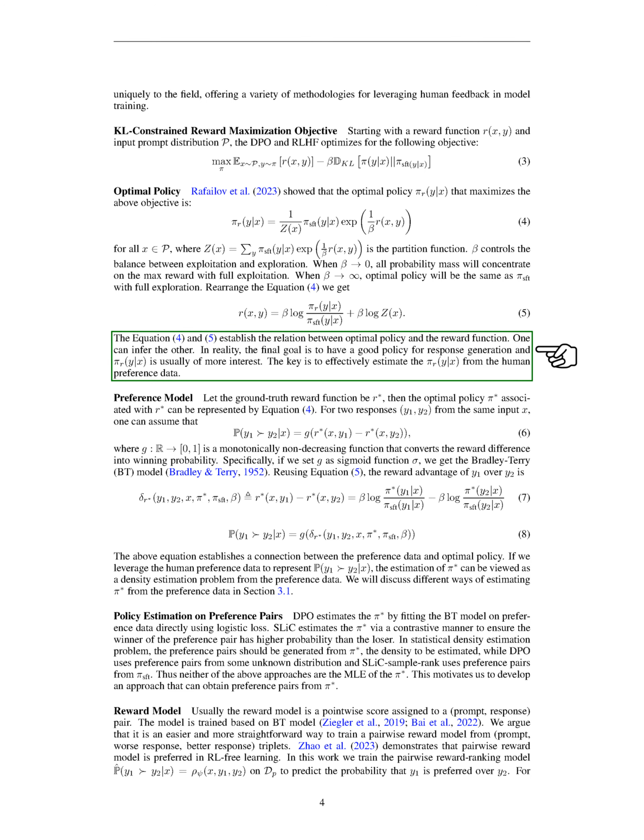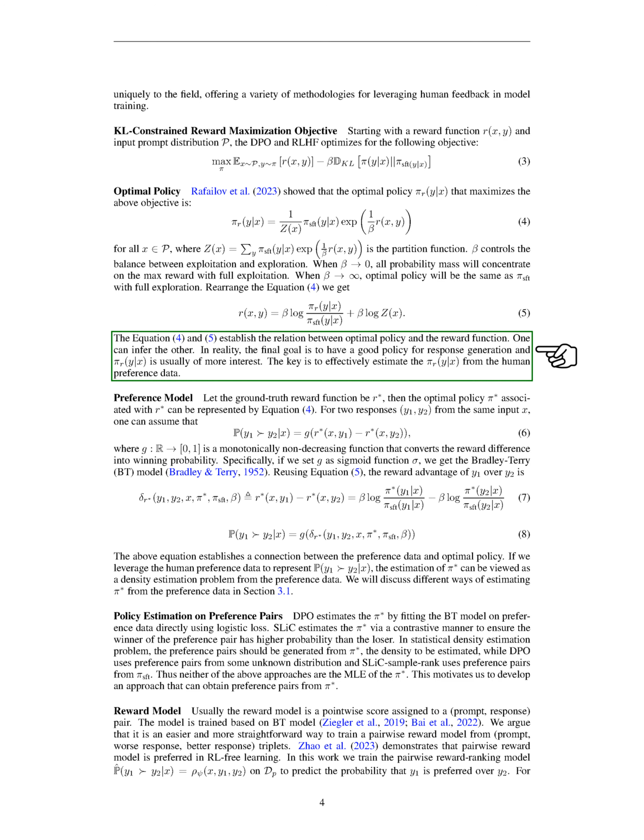Finally, we'll discuss the preference model. The optimal policy associated with the ground truth reward function can be represented by the equation we discussed earlier. For 2 responses from the same input, one can assume that the probability of one response being preferred over the other is a function of the difference in their rewards. This function is monotonically non-decreasing and converts the reward difference into a winning probability. If we set this function as a sigmoid function, we get the Bradley-Terry model.